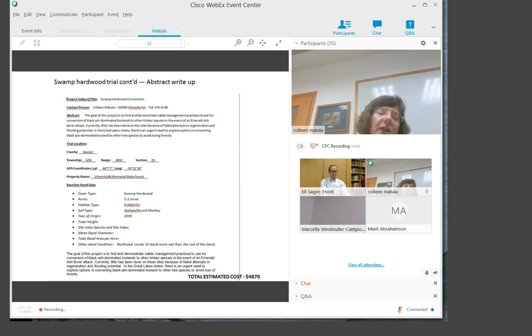So here's the abstract. Usually with all trials, we have an abstract that's written up, and this is the abstract that went along with the supplemental planting trial. Basically the abstract mentions the project is to try to demonstrate viable methods to convert ash to other species in the advent of emerald ash borer attack. And then it gives a little background on the site itself, a little bit about habitat types, soils, and site index. And then at the bottom, I did state the total cost of treating that 2-acre site and then planting ended up being about $4,800.